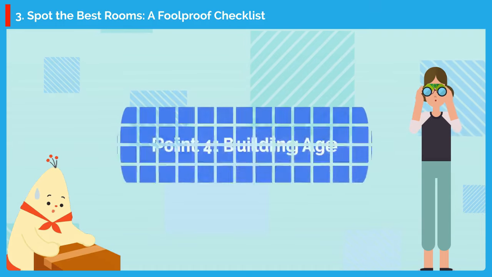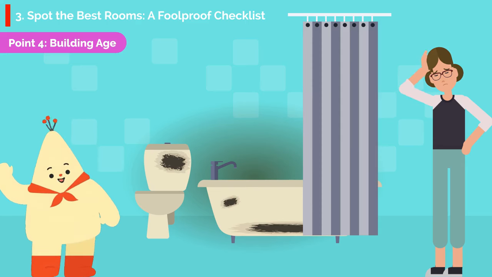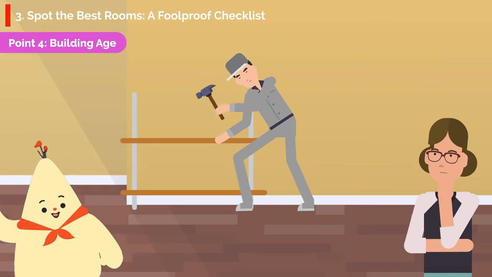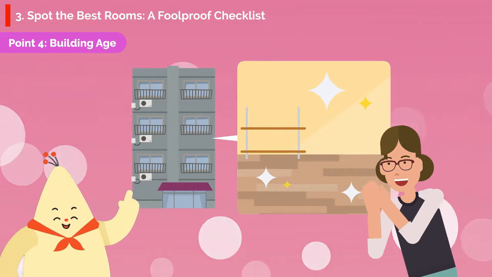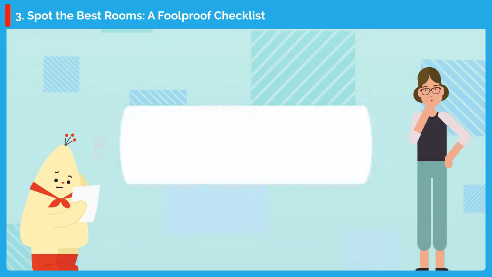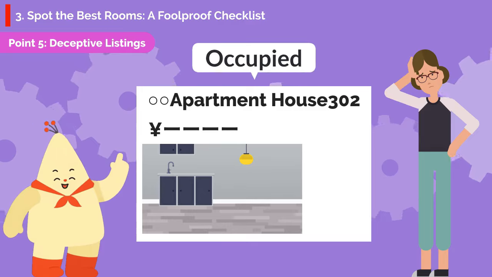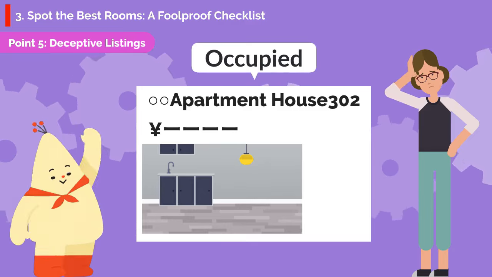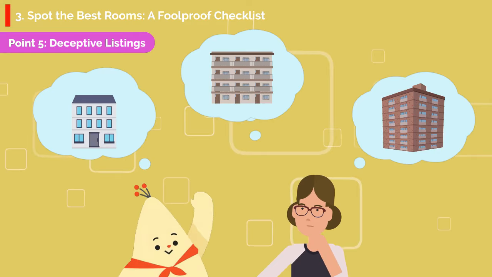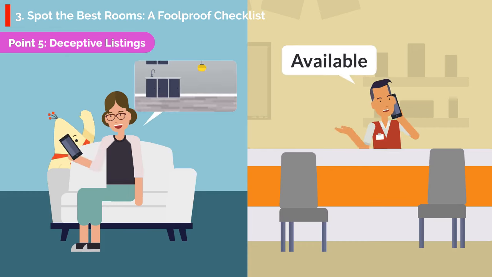Point 4. Building age. Older buildings tend to be cheaper, but the facilities may be outdated. However, if the property has been renovated, you might get a beautiful interior even in an older building. Point 5. Deceptive listings. Sometimes attractive properties are advertised even though they're not actually available. To avoid being misled, compare multiple ads, or contact the agency in advance to confirm availability.